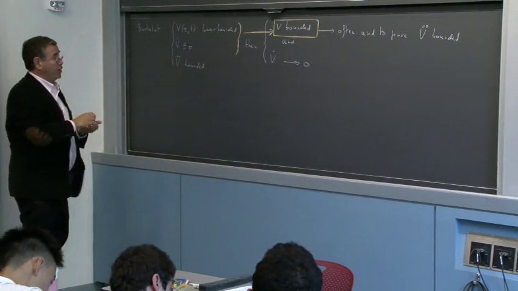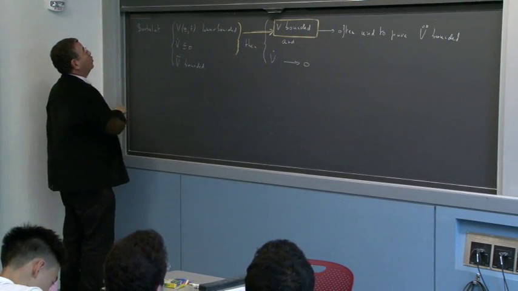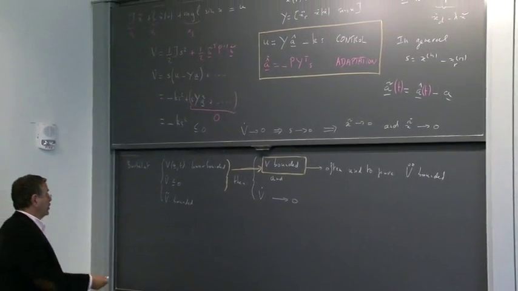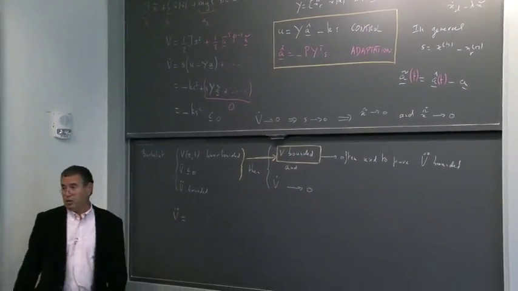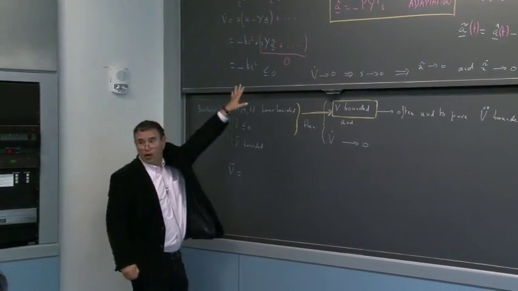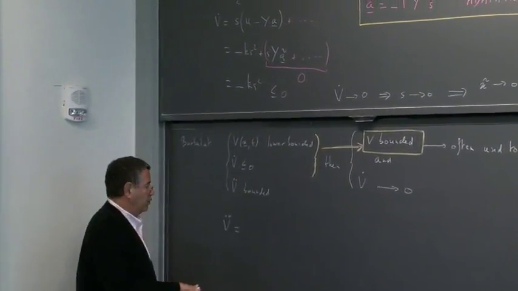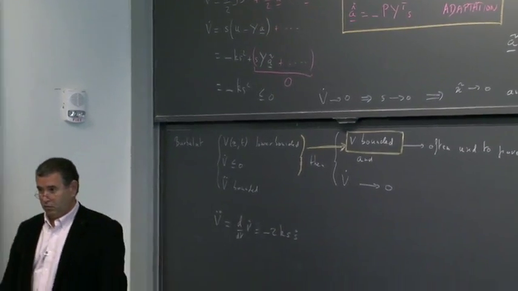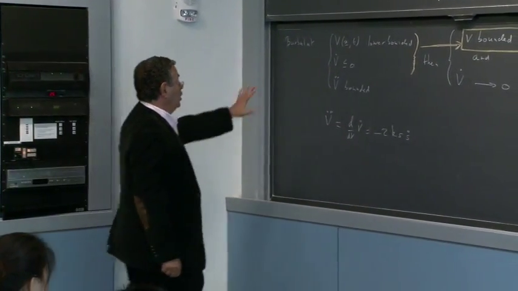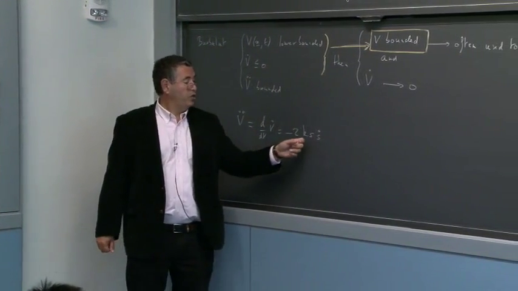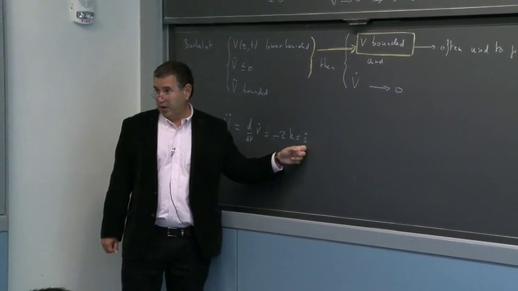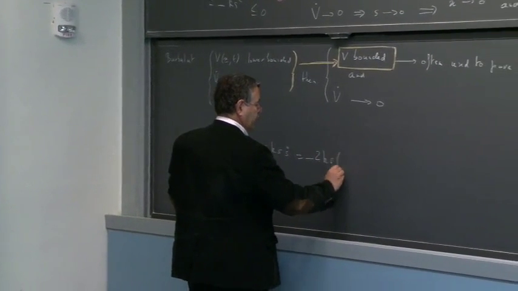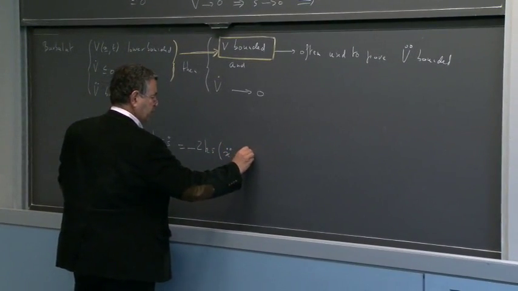Okay, so here we have an example of this. V is 1/2 J s squared plus 1/2 a tilde transpose P inverse a tilde. What's V double dot? Well, we've computed V dot, so we don't need to redo this computation. It's the derivative of V dot, and so it's minus 2ks s dot. So to show that V double dot is bounded, we just need to show that s is bounded and that s dot is bounded. So it's minus 2ks, and s dot is x double dot minus x double dot r.